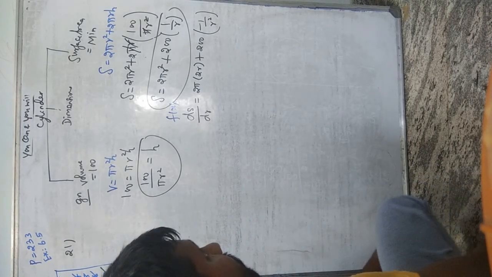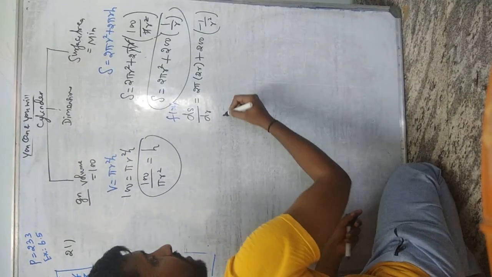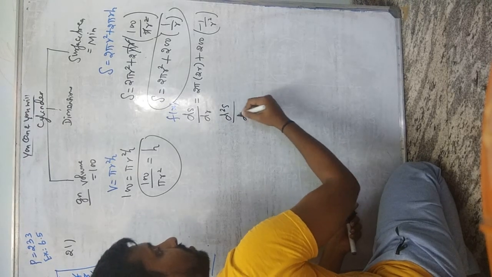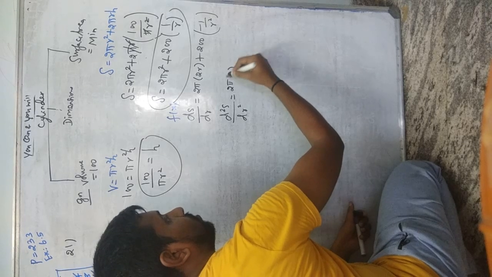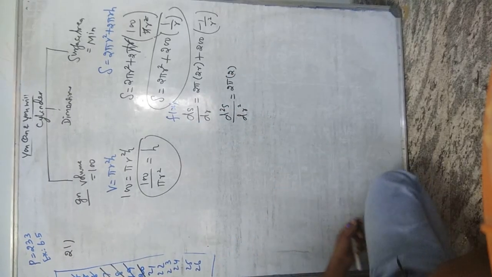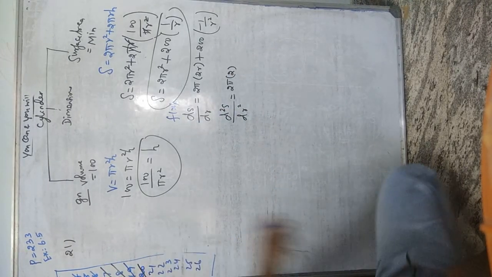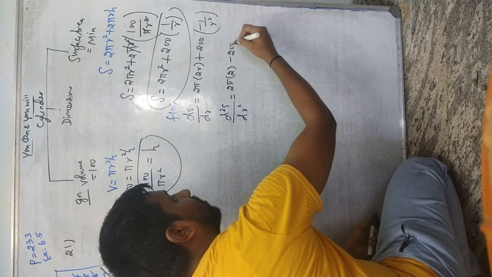Okay. You can differentiate twice here itself, so it will be easy for you. d²s by dr². Differentiating twice, you get 2. Differentiating r, you get 1. If you are unable to differentiate r, imagine it as x. And this is minus 200.